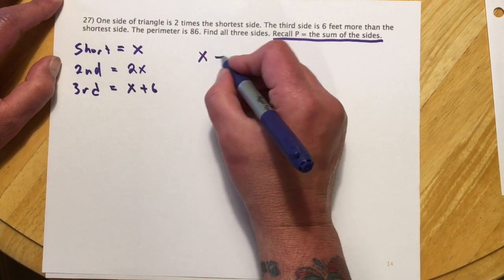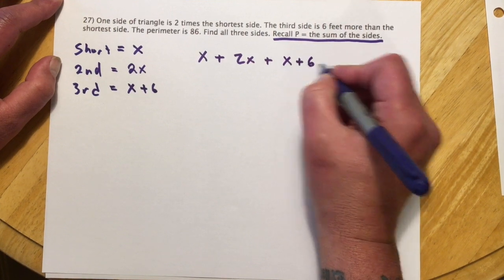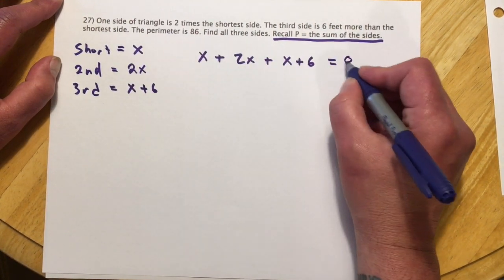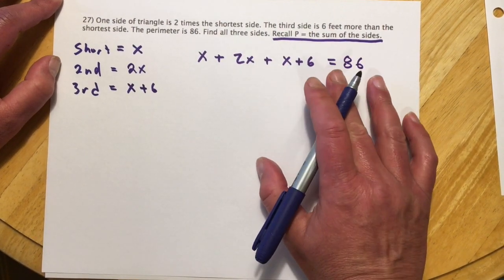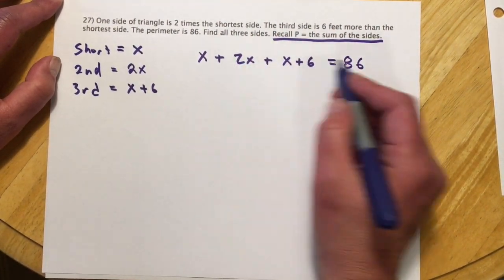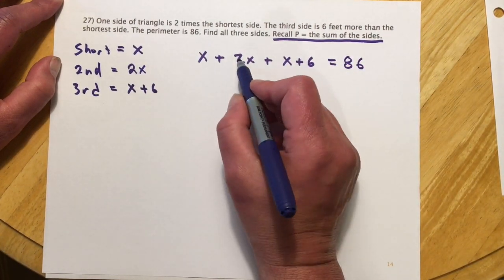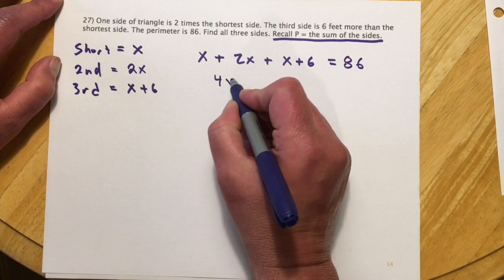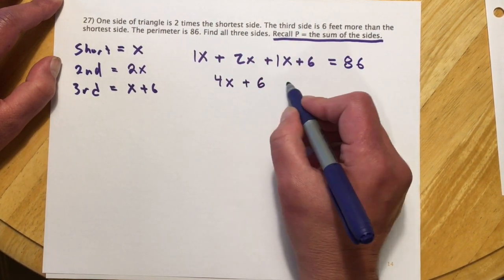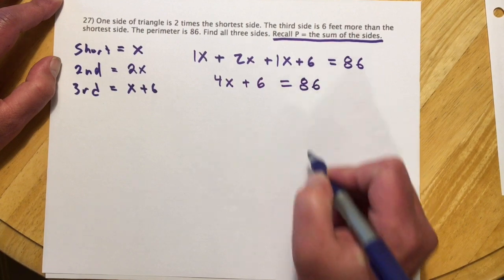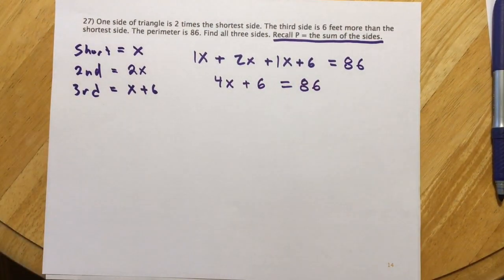So our short side plus our second side plus our third side is going to make the perimeter of 86. And again, this is about half the credit for the problem. Once you get this, the rest is pretty okay because it's just collecting terms and doing that solve. So I got 1, 2, 3, 4 x's. So remember there's invisible ones right here. And then plus 6 makes 86. Take the 6 over to the other side.